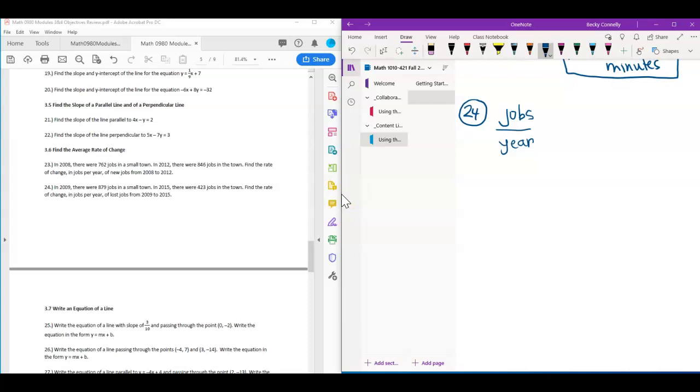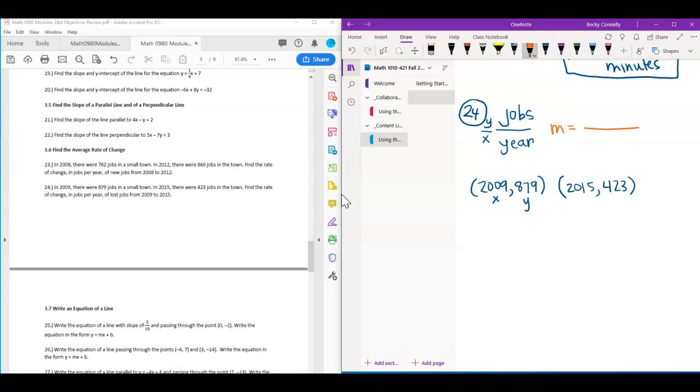Well, it might be helpful to write down our information as ordered pairs also on this. All right. And if we wrote those down as ordered pairs, we'd have in 2009, there were 879 jobs, right? Because remember, when we're dealing with the rate of change, it's our change in y over our change in x. So our years need to be our x, and our jobs need to be our y. Okay, just to clarify that. And then 2015, there were 423 jobs. All right, so then you're just using the slope formula, because that's the same thing as rate of change.